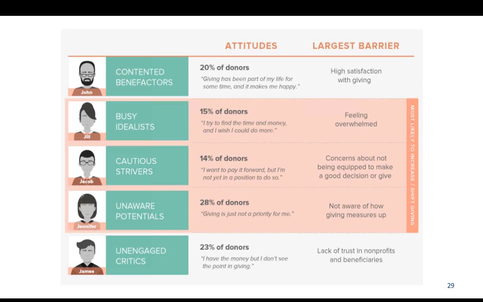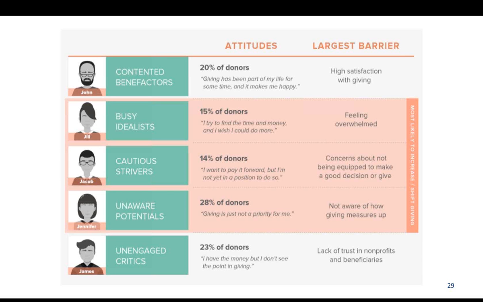This is another piece of research that's done by that same Chamber Collective. I highly recommend you check it out. I really love this breakout of the different types of individual donors that there are. Just a quick overview, there are these contented beneficiaries, who do a ton of work, a ton of research, and they like doing that.